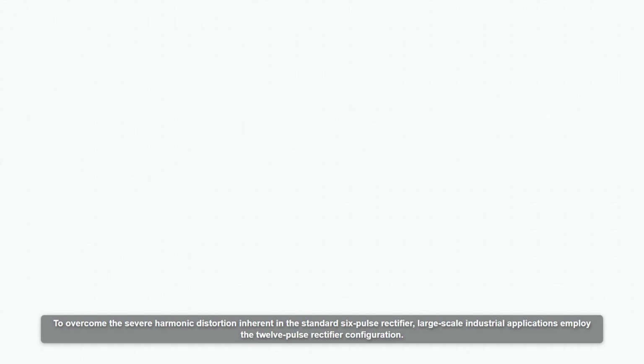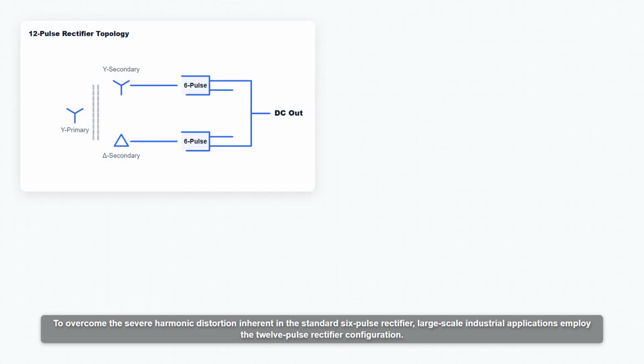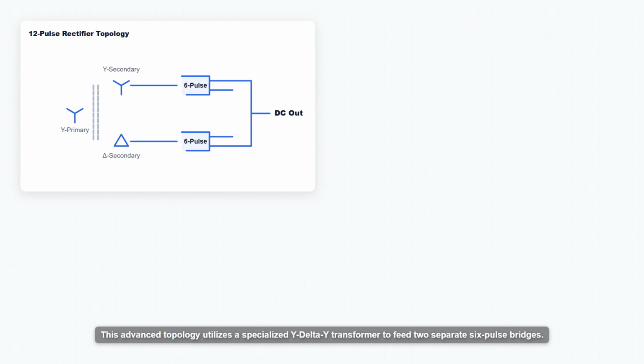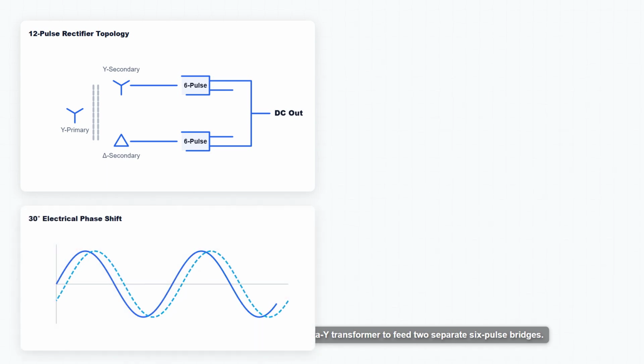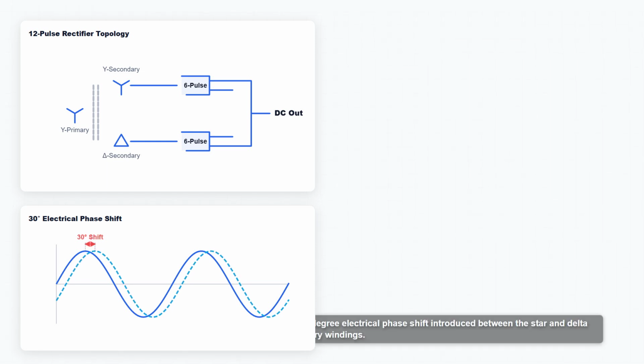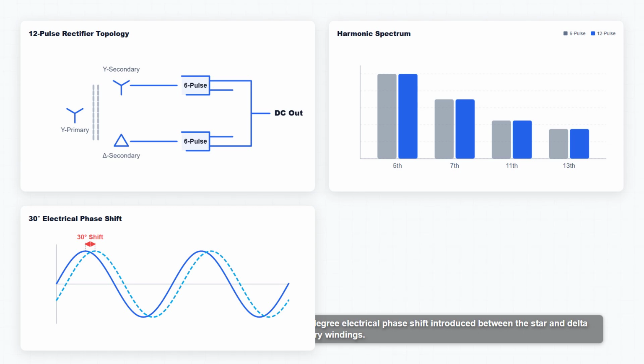To overcome the severe harmonic distortion inherent in the standard 6-pulse rectifier, large scale industrial applications employ the 12-pulse rectifier configuration. This advanced topology utilizes a specialized wye-delta-wye transformer to feed two separate 6-pulse bridges. The fundamental engineering principle here is the precise 30-degree electrical phase shift introduced between the star and delta secondary windings.